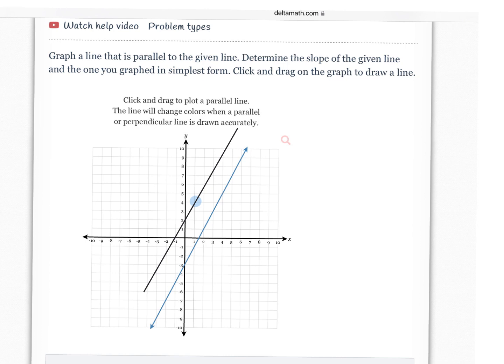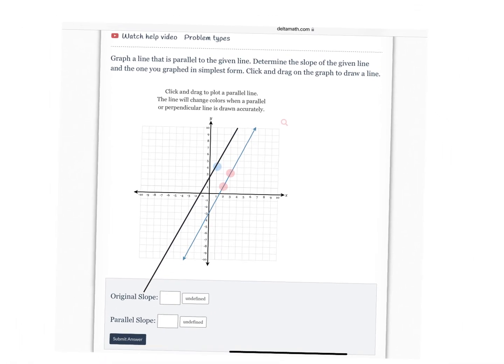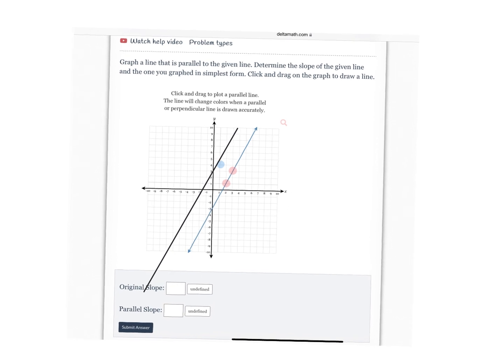Anyways, and then it wants you to identify what is the slope of the original and then the parallel line, and they would have identical slopes. Well, if you look from point to point, so if we have this point on this graph and this point, then we can identify the slope as the rise over run, and it's up 2 over 1. So it has a slope of 2. That means both of them actually have a slope of 2.